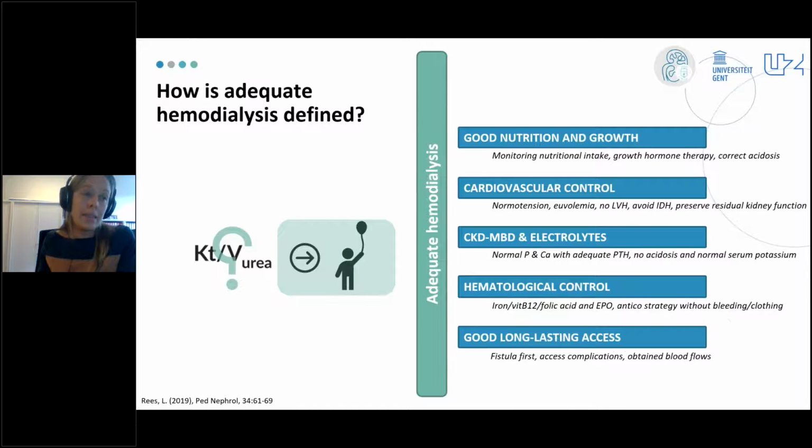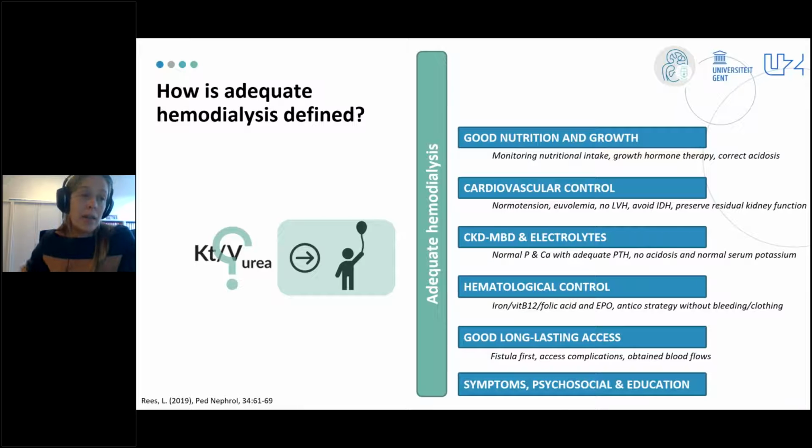And of course, this is a central part that will be discussed by Roxana in the next talk. That is also the crucial part to obtain the previous aspects: to have a good, long-lasting access as well. And of course, the last one is the symptoms. We really want the symptoms of our patients to be low. We want to have sufficient psychosocial support, and also sufficient time for the children to have education and attendance at school.